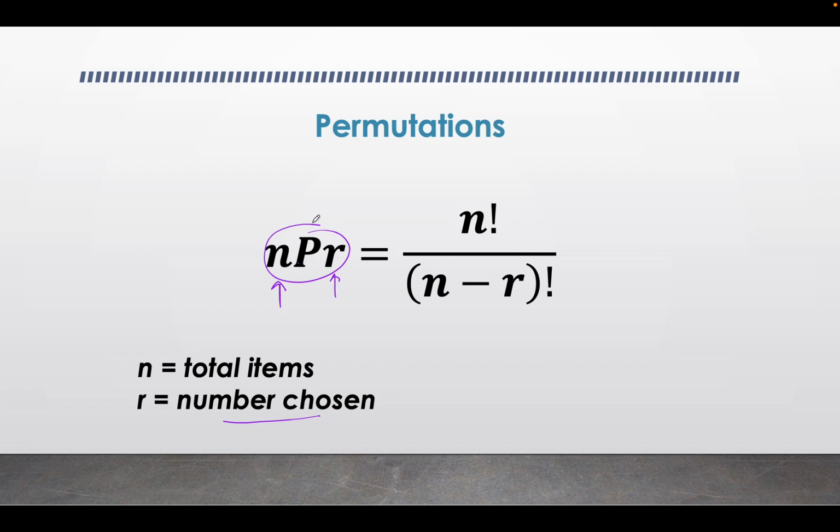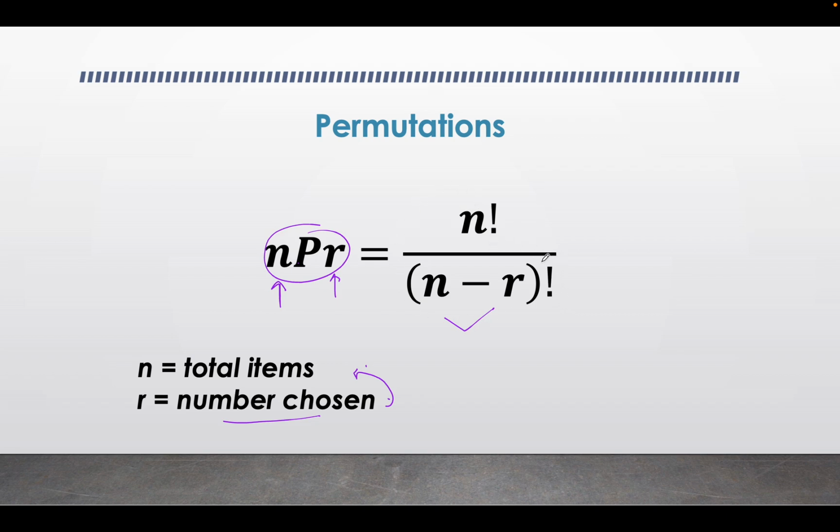Okay, and sometimes it's all of them, sometimes it's only some of them. Let's say you have a class of 20 students, but you're only picking 5. So the number chosen might be the same as the total, but it might also be less. The formula is this: n factorial over the difference of n minus r factorial.